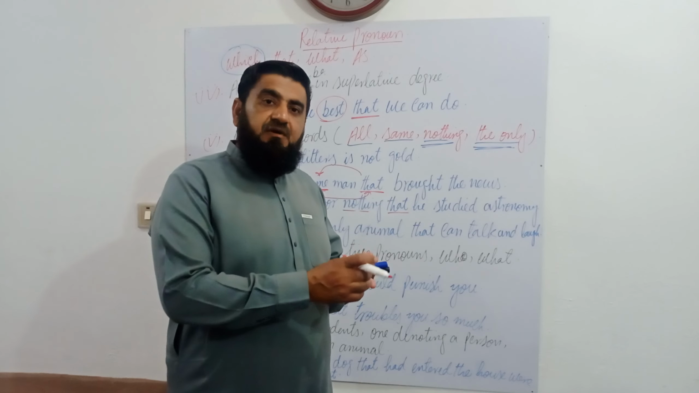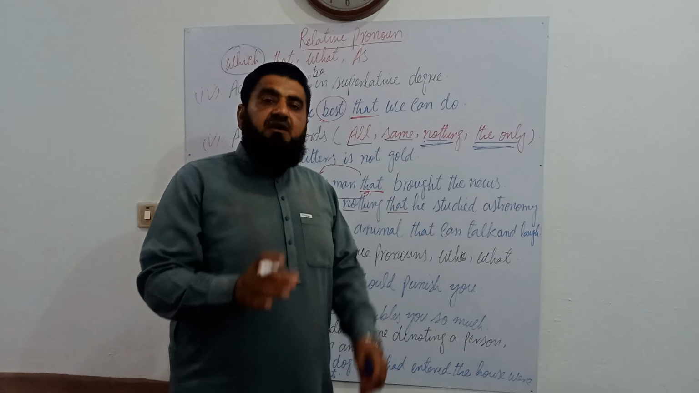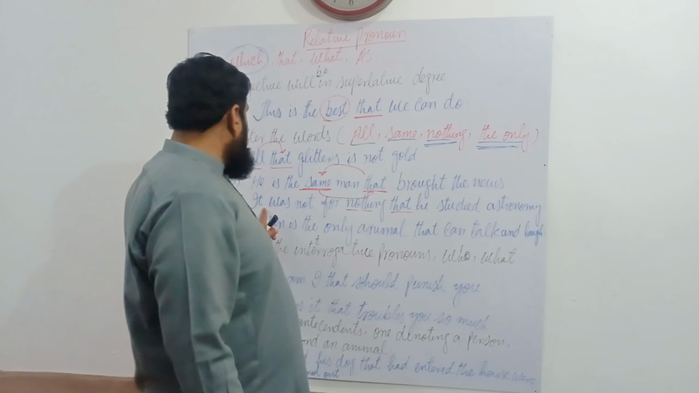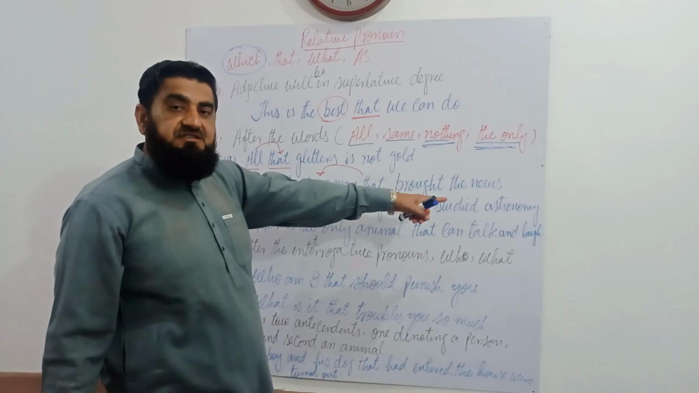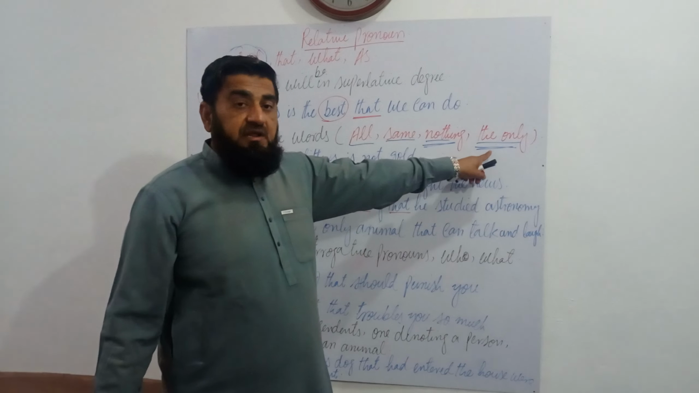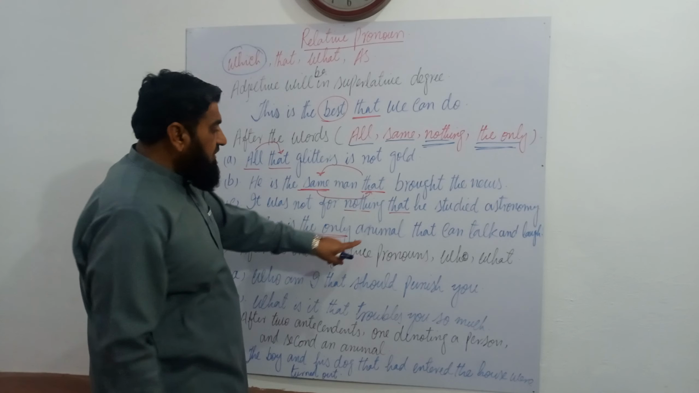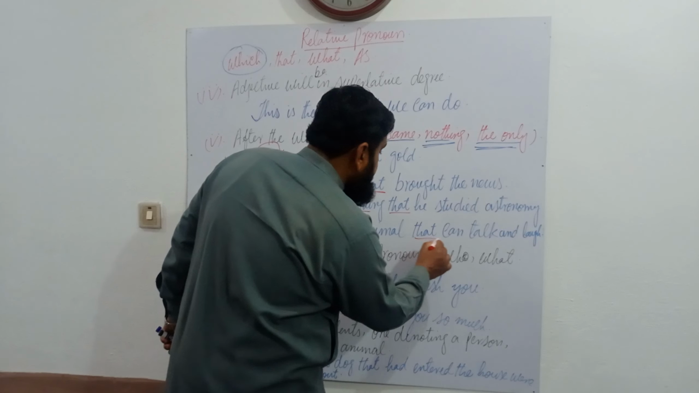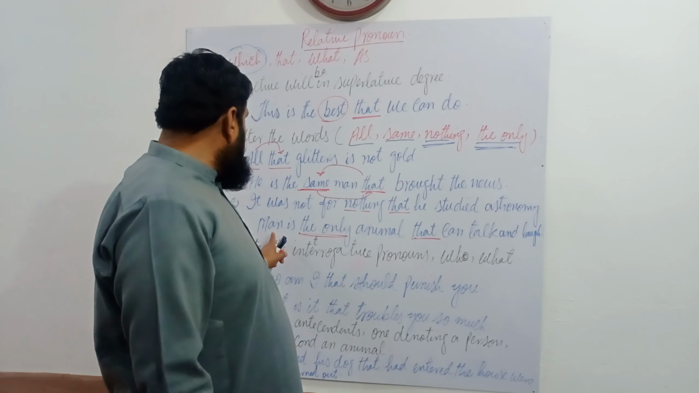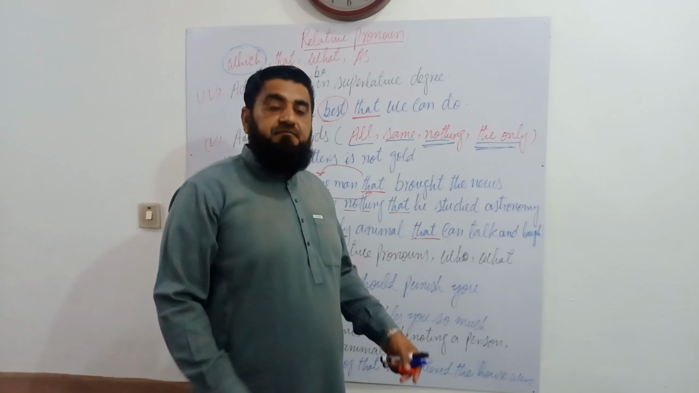All, same, nothing, the only. When these words are in a sentence, you will use only the relative pronoun that. So, it was not for nothing that he studied astronomy. Next, the only. Man is the only animal that can talk and laugh. So, man is the only animal that can talk and laugh.